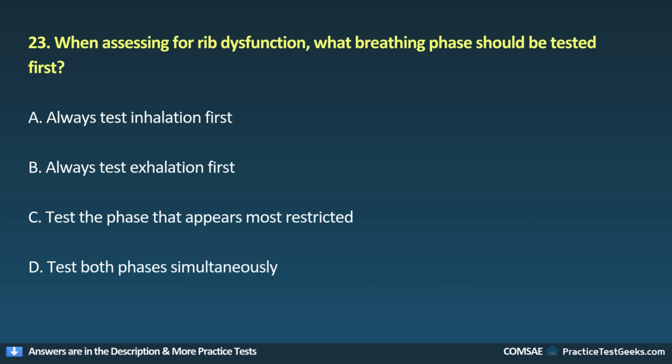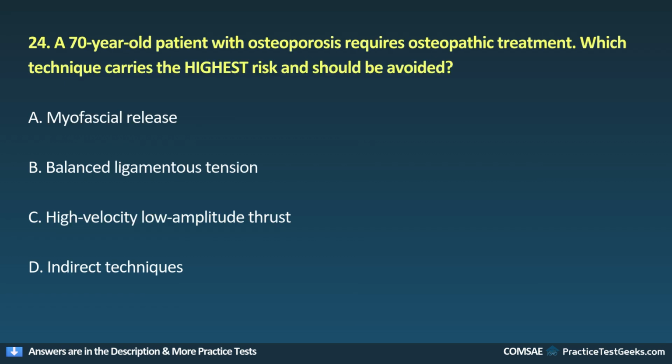23. When assessing for rib dysfunction, what breathing phase should be tested first? A. Always test inhalation first. B. Always test exhalation first. C. Test the phase that appears most restricted. D. Test both phases simultaneously.